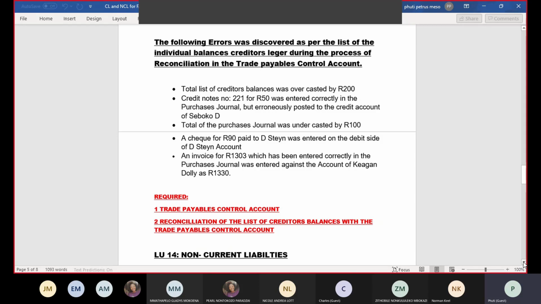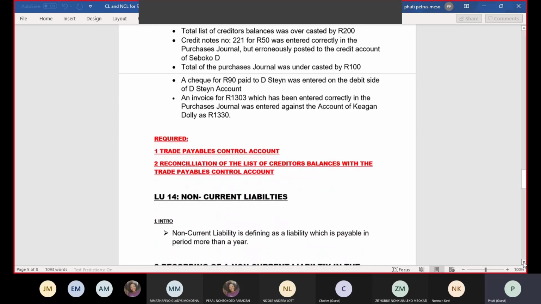Usually you will see that when we do examples, you've got to open what's called the trade and other payables control account, and then you need to open the list of individual creditors, and you need to reconcile them at the end of the day. So the same principle would apply to your trade and other payables control account. The total list of creditors balance was over by 200, I think, in one of the examples. I'm going to touch base on that one.